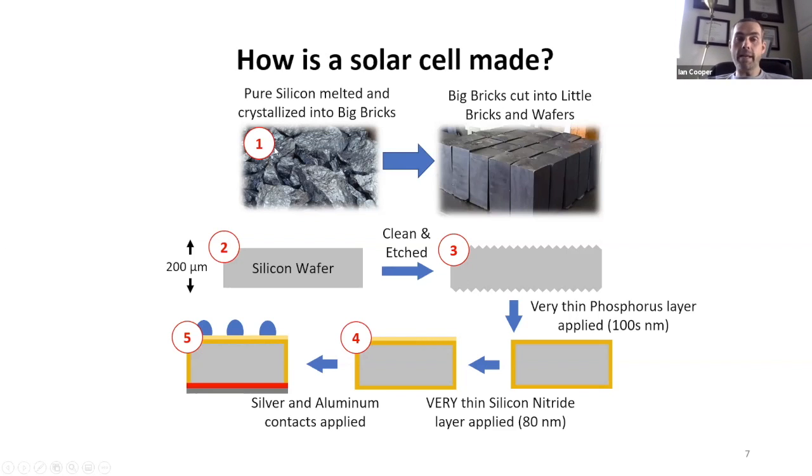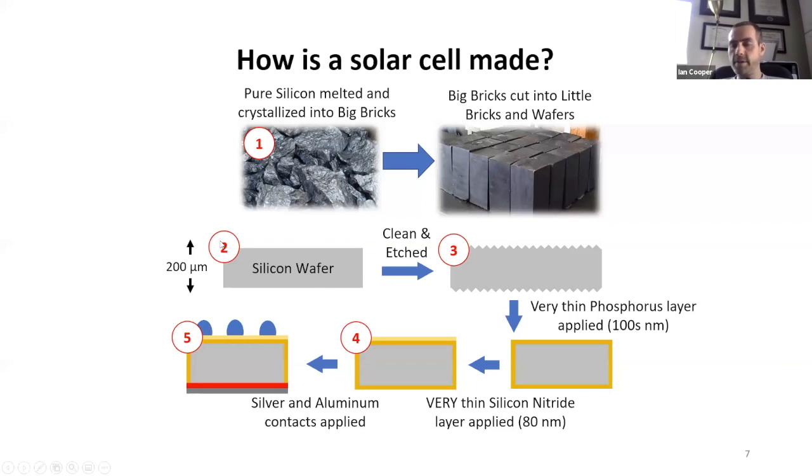And we'd have to melt that down and purify it into chunks. And we would melt those chunks and make big bricks. And then we would cut those big bricks into smaller bricks and wafers. Now, a silicon wafer is very thin. It's only 200 microns thick. It's almost like the thickness of a sheet of paper. And maybe the size of a sheet of paper in area as well, just to give you an idea.